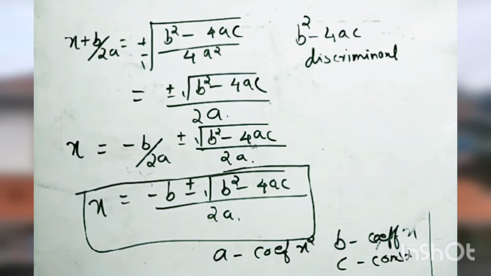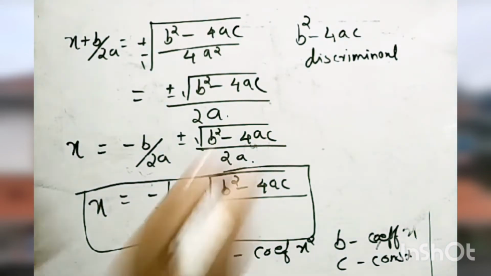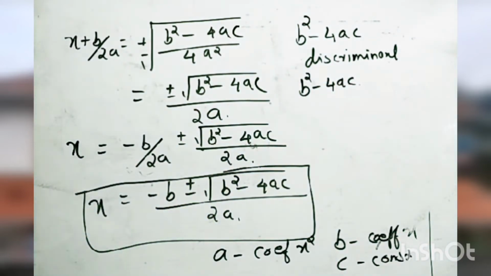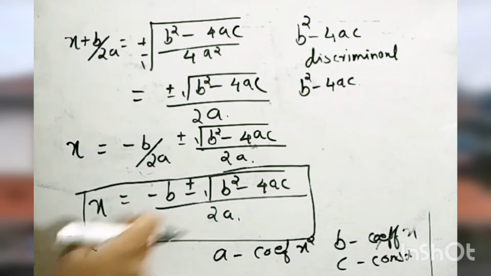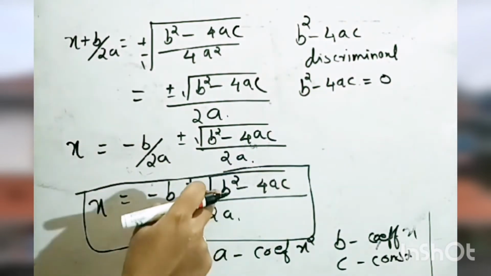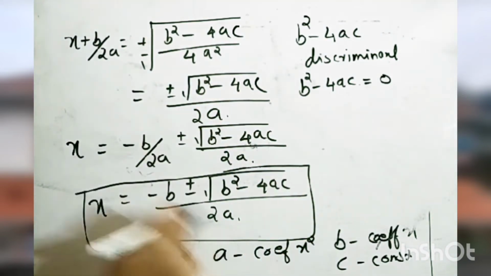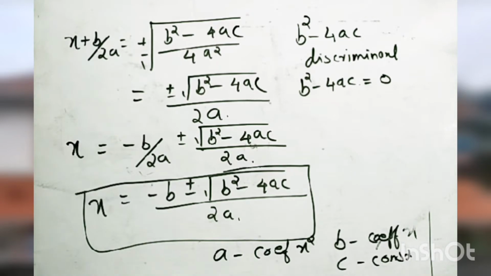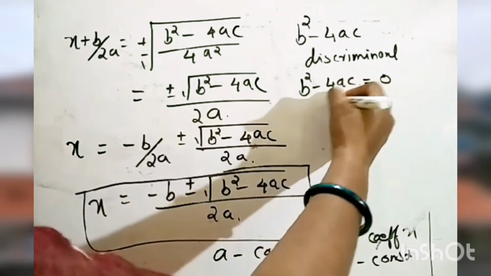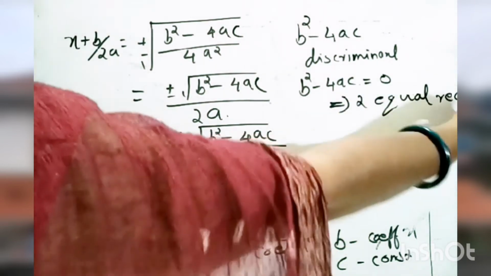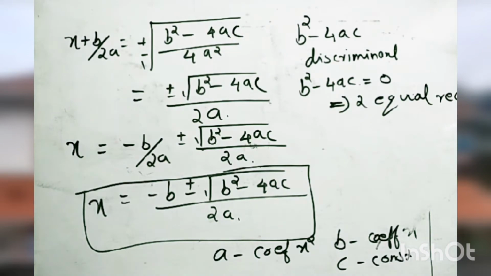Now if this b square minus 4ac is equal to 0, then what will happen to our equation? Then we will have square root 0, and plus or minus 0 also gives 0, so we will have x is equal to minus b by 2a. That means if b square minus 4ac is equal to 0, then we will have 2 equal real roots.